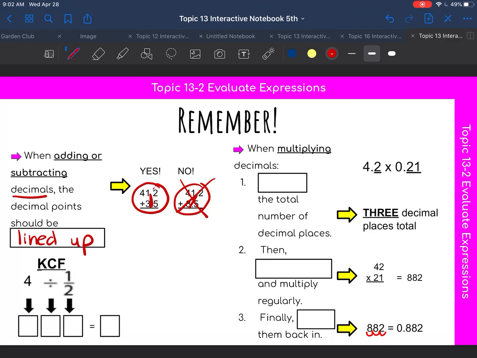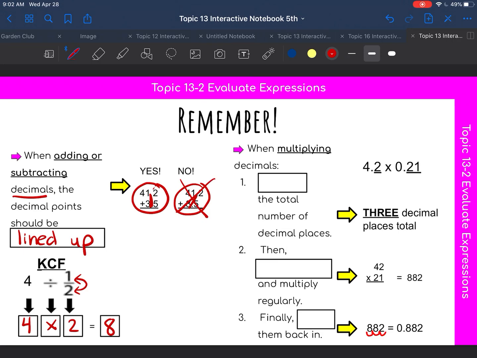The next one, KCF or keep, change, flip. I just wanted to go over that really quick. Keep the 4, change division to multiplication, flip or find the reciprocal of half to get 2. 4 times 2 is 8. So 4 divided by half is 8.